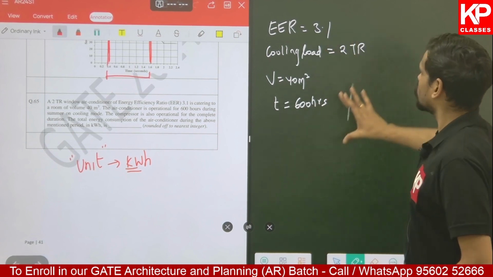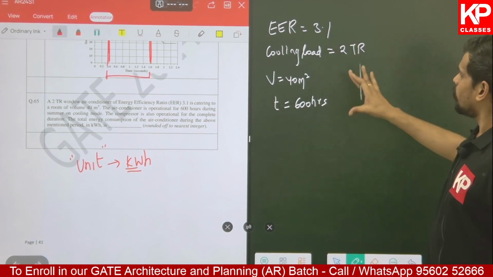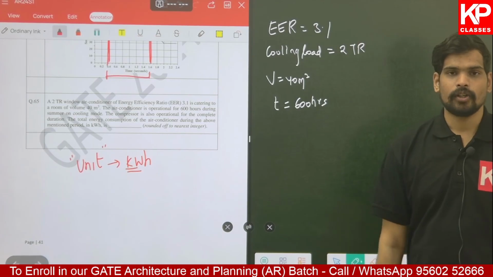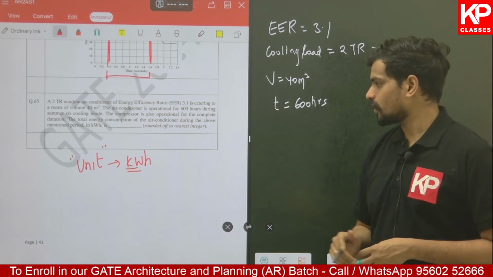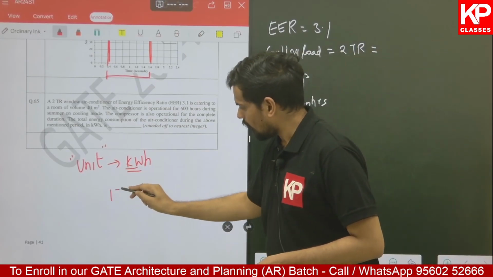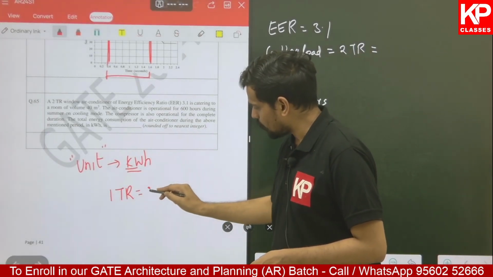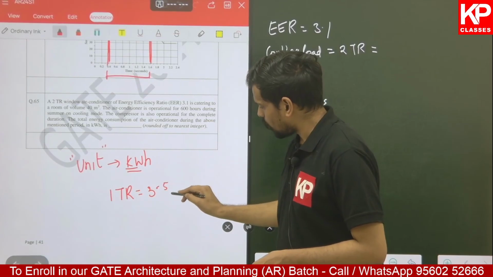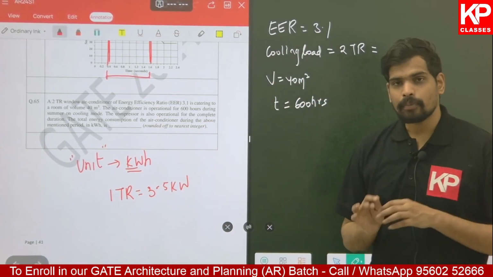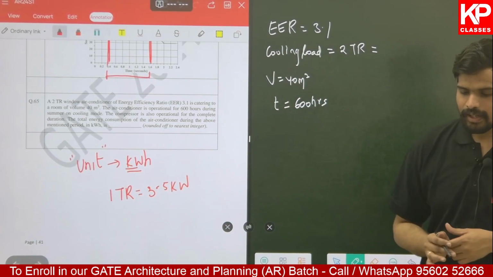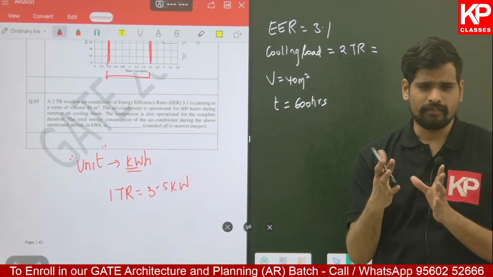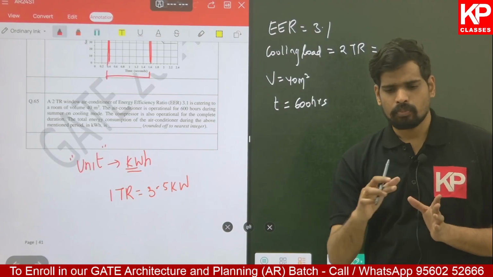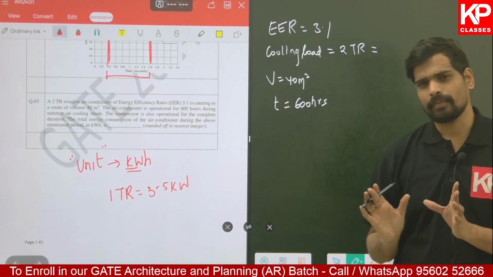So let us try to solve this question. You need to first convert this ton of refrigeration into watts. How do you convert cooling load of ton of refrigeration into watts? The conversion factor is 1 ton of refrigeration is taken to be approximately 3.5 kilowatts. To be specific, it is 3.516 or 3.517, probably something like 3.5168.